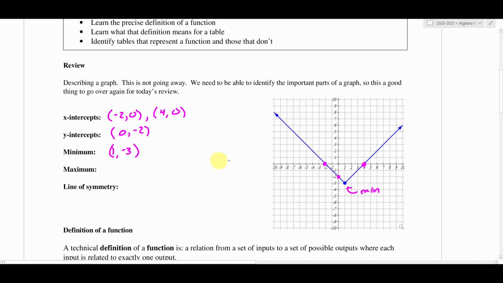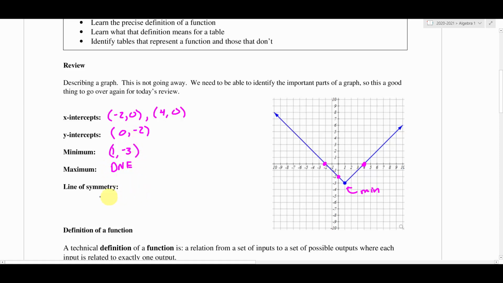Now a maximum would be the highest point, right? So if I were riding my roller coaster again, if I got on my function and I started riding this thing up, I get to this point and I see this arrow that's on the end, right? And this arrow tells me that the function keeps going forever and ever and ever. It actually never stops going up. So that means there is no maximum. We would simply say DNE.